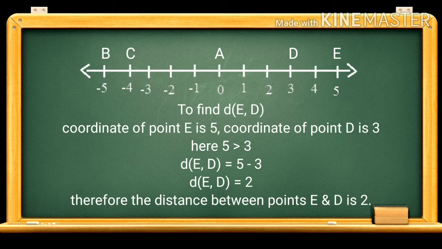Coordinate of point E is 5 and coordinate of point D is 3. So, what we do is subtract the smaller coordinate from the larger coordinate. So, it will be 5 minus 3, because 5 is the larger coordinate and 3 is the smaller coordinate. Therefore, 5 minus 3 equals 2. Therefore, the distance between E and D is 2. Similarly, we can find the distance between any two points.